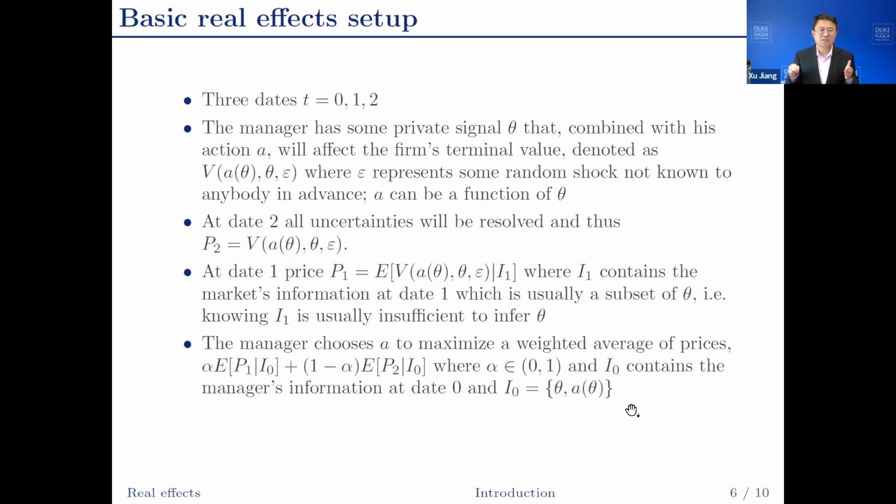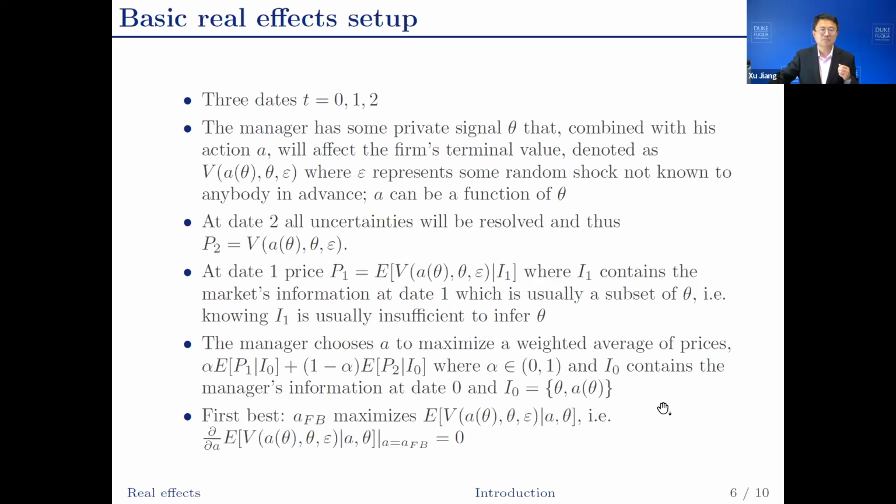The manager at date 0 is going to choose the action A, the real decisions, to maximize a weighted average of prices. The manager puts some weight on the date 1 price and puts some weight on the date 2 price. Note here, the expectation is taken with respect to I0. I0 is the manager's information at date 0. And I0 consists of theta, because the manager knows about theta, and consists of A(theta), because the manager knows what action the manager chooses.